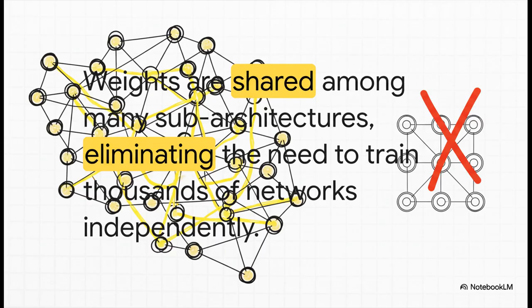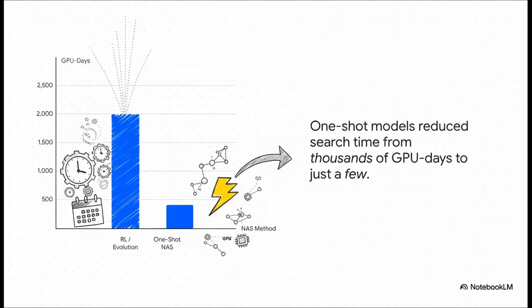This completely gets rid of the most expensive step. You no longer have to train thousands and thousands of networks from the very beginning. It's just an incredibly elegant solution to a huge problem. And I mean, just look at the difference. It is absolutely staggering. What used to take thousands of GPU days, we're talking months, maybe even years of computer time, could now be done in just a few GPU days. This wasn't just a step up. It turned neural architecture search from a research experiment into a practical tool that people could actually use.